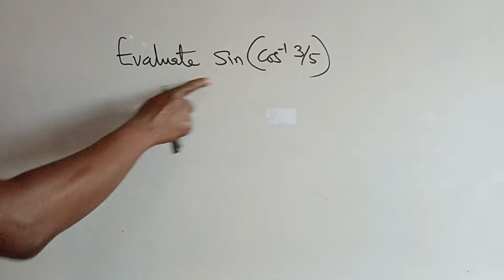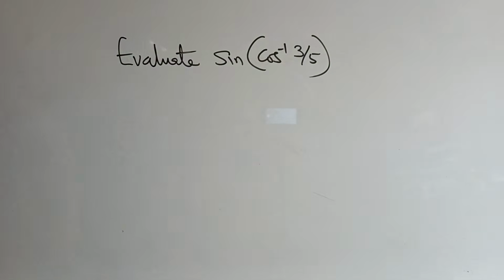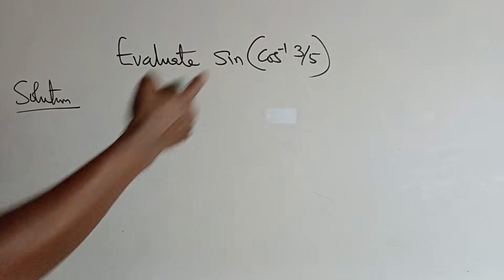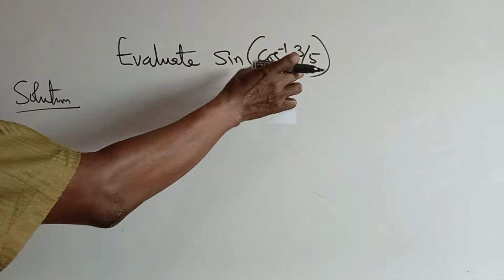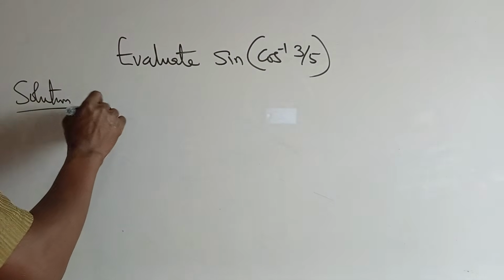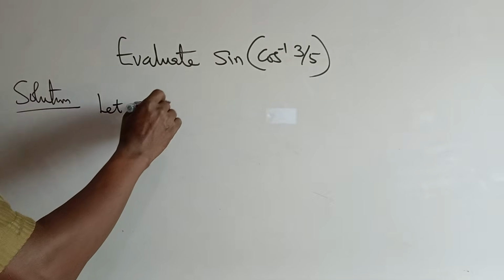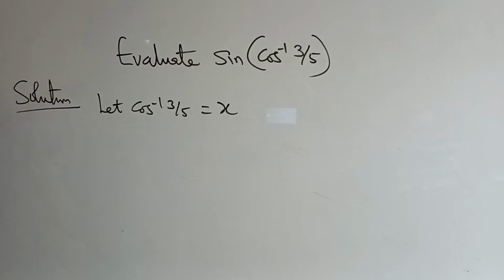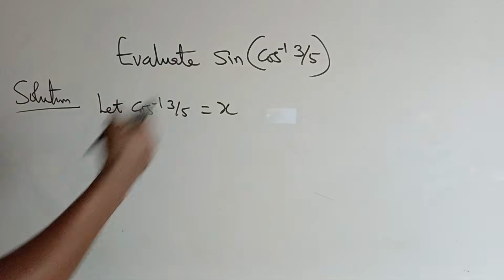We are asked to evaluate sine of cos inverse of 3 over 5. First of all, let us assume that the value in the bracket is equal to something. Let cos inverse of 3 over 5 be equal to x. Okay? Yes, let's assume it is x.